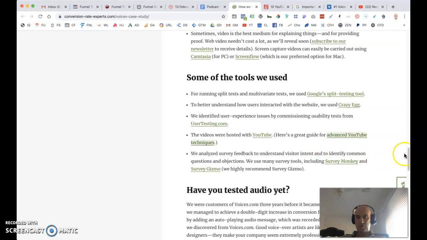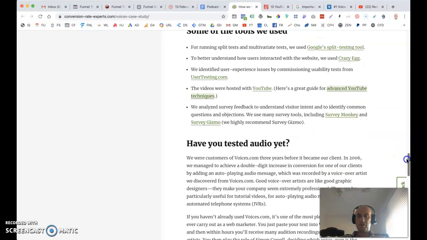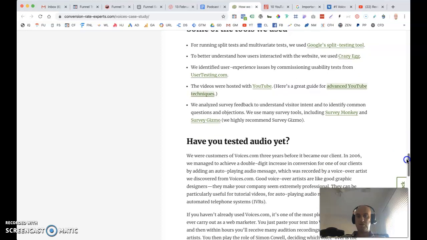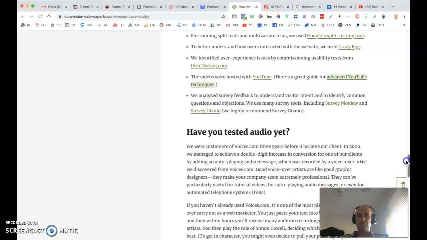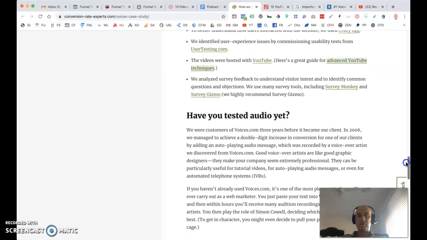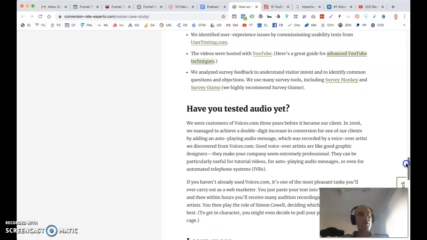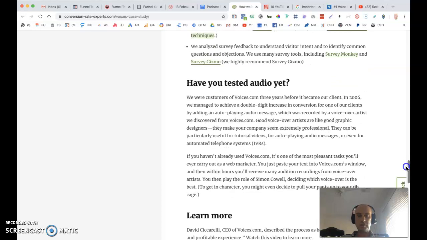And then if we come back here, they also analyzed survey feedback to understand visitor intent and to identify common questions and objections. The survey tools were SurveyMonkey and Survey Gizmo. They're recommending Survey Gizmo, which I have actually used, and that is pretty good.